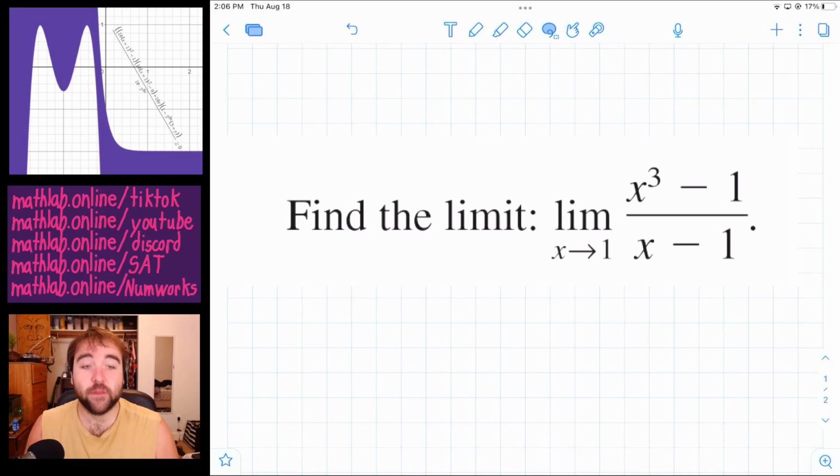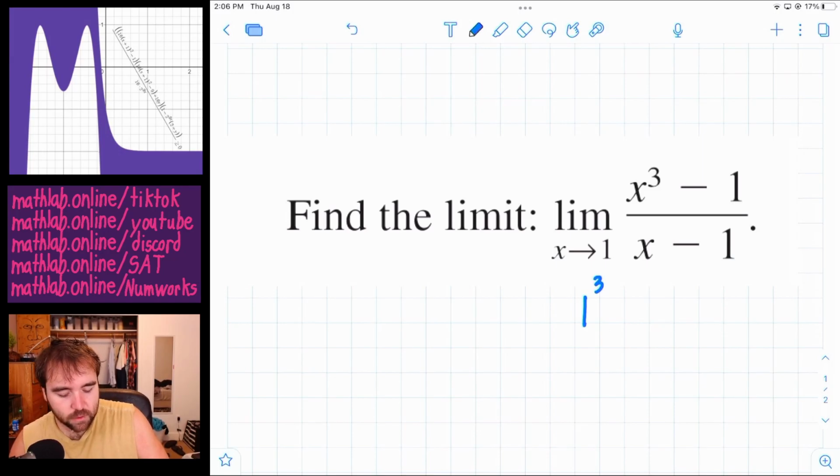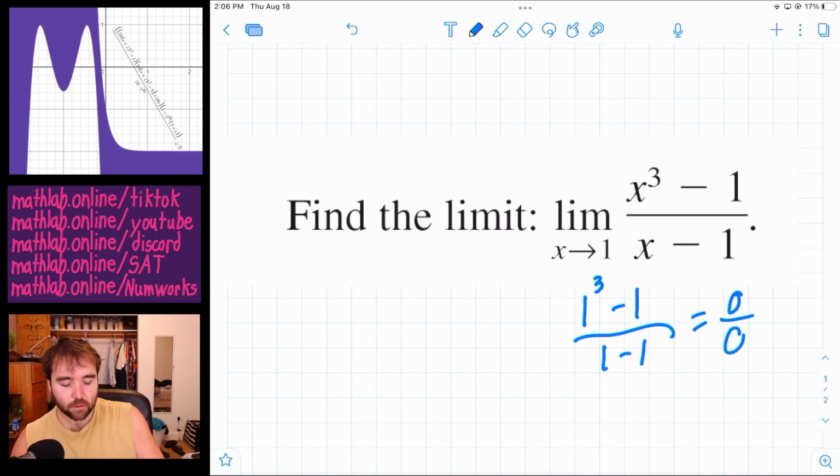All right, so how do we find this limit? Well, the rule at the beginning is still the same. You always just plug in the x value. So what happens when we plug in the x value? We get 1 cubed minus 1 over 1 minus 1, which is 0 over 0.